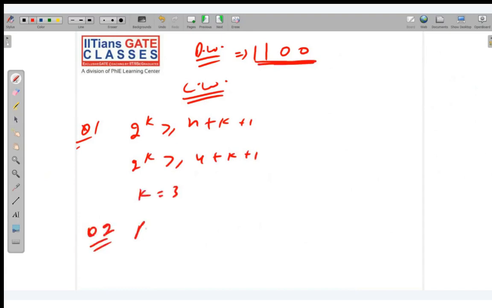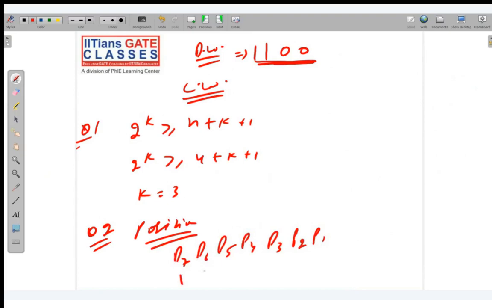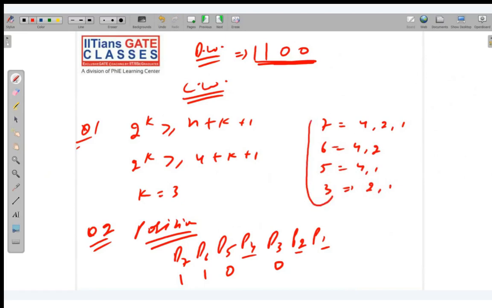Question number 2, position. Position is power of 2. So P1, P2, D3, P4, D5, D6, D7. Put the value. D7 is 1, D6 is 1, D5 is 0, D3 is 0. So we want to find P4, P2, P1. For that, we will write D7 is equal to, now try to do the shortcut. 7 is what? 4 plus 2 plus 1. 6 is 4 plus 2. 4 plus 2 is 6, na? 5 is 4, 1. 3 is 2, 1. For data word, we are doing only, okay?